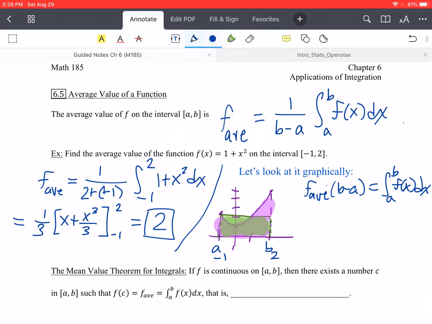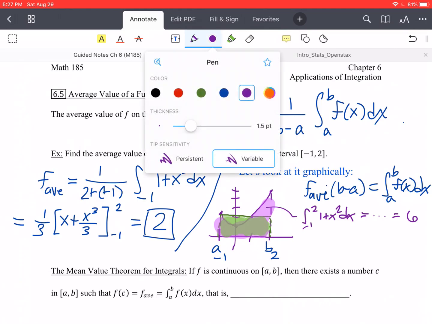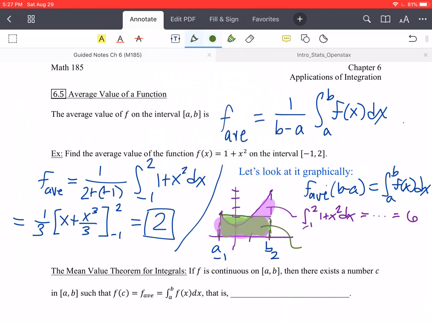If we were to find those, in purple, the area under the curve is the integral from -1 to 2 of 1 plus x squared dx. That would actually give you 6 if you computed that integral out. The area of the rectangle would be the average value, which is 2, times b minus a, 2 times 3, which is 6.